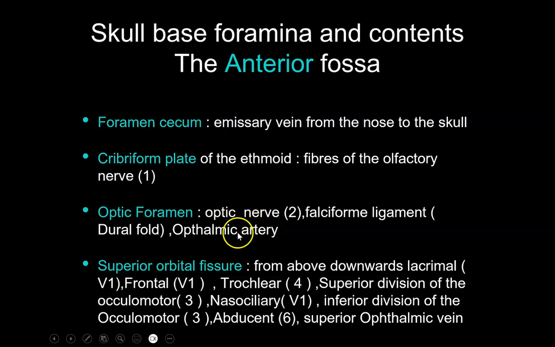Also, you can consider one of the contents of the anterior fossa or the middle fossa, the superior orbital fissure, which transmits very important nerves we'll see now. And the veins.